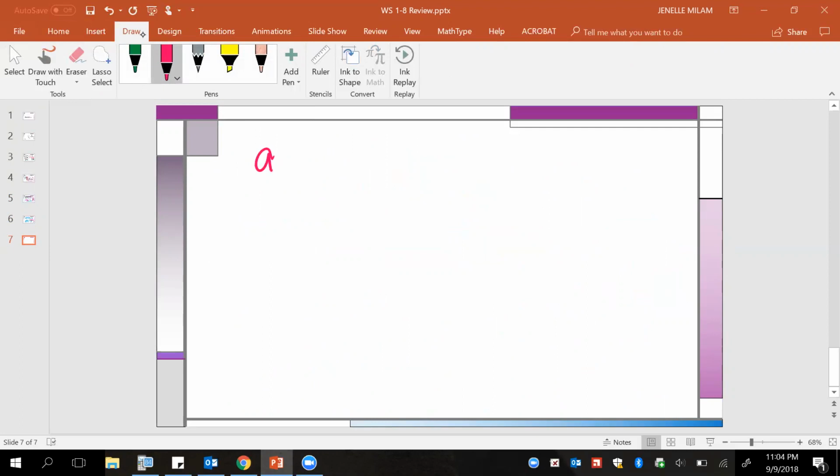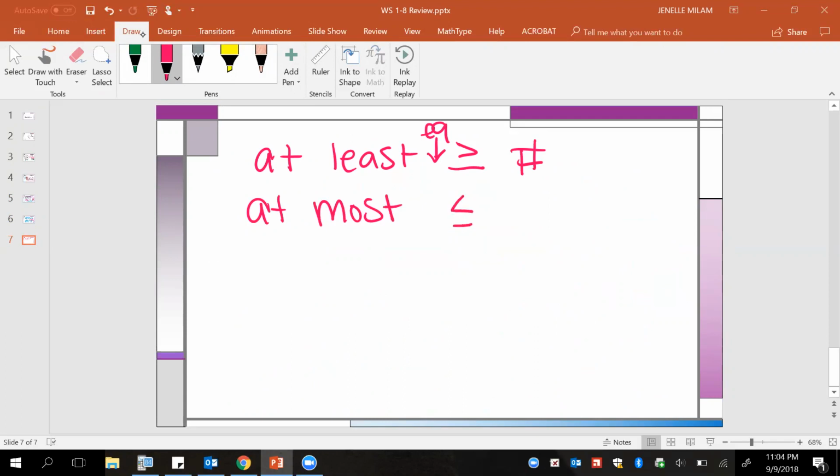So at least means you need to be greater than or equal to. So the equation, the number. At most, so you can't have any more, less than or equal to. You got the equation, the number. No more than, okay, again, no more than, less than or equal to. Okay, which means if it says no less than, you're going to be the opposite of that. So those are the ones that you need to know.